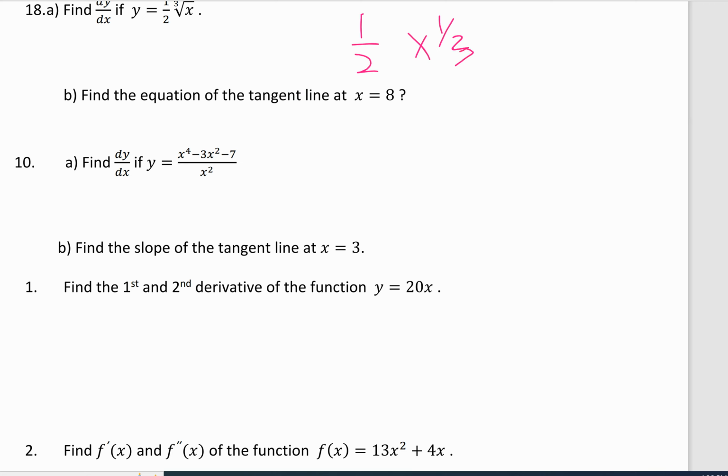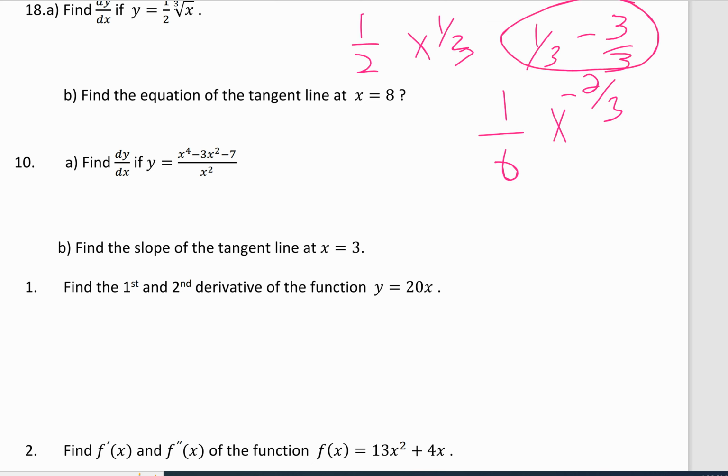So it's going to be what? You'd multiply by 1/3, it becomes 1/6 x to the negative 2/3. Do the math on that. 1/3 minus 1, which I'm going to call 3/3. 1/3 minus 3/3 is negative 2/3. So you plug in x equals 8. Maybe that's the hardest part. You end up with 8 to the negative, for part B, 2/3.